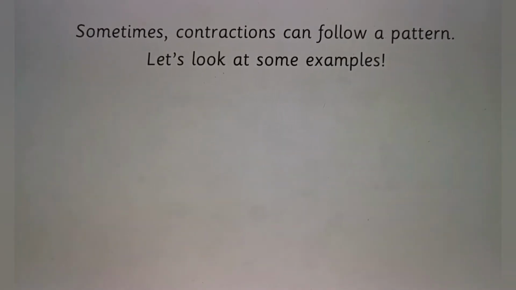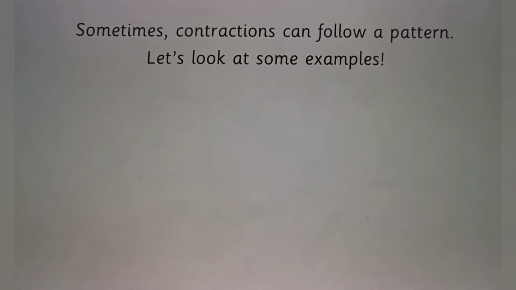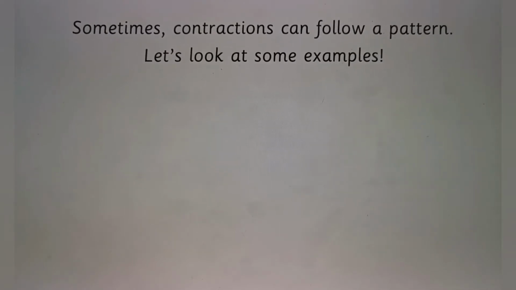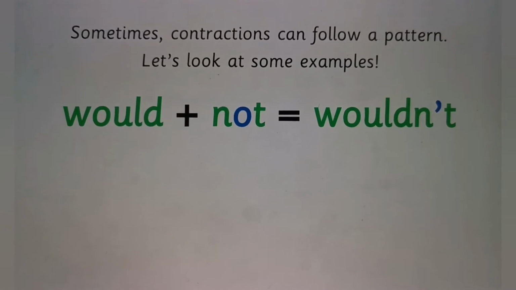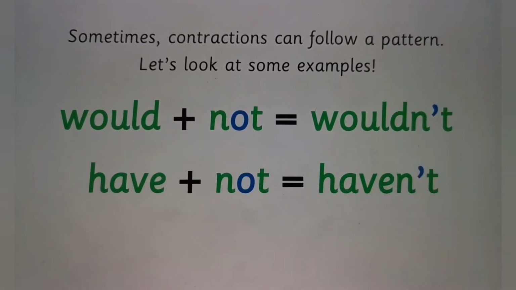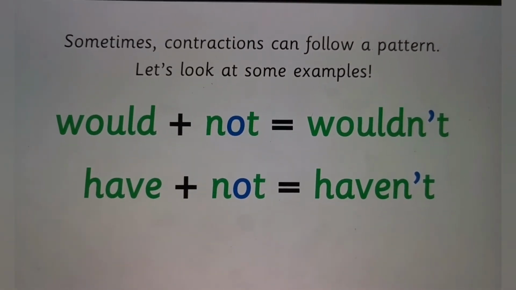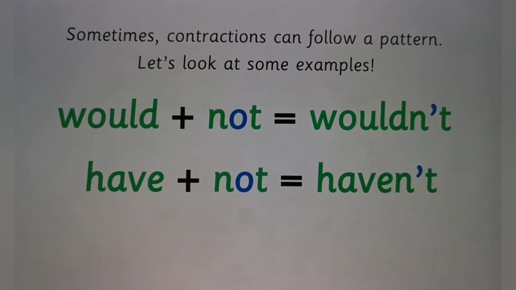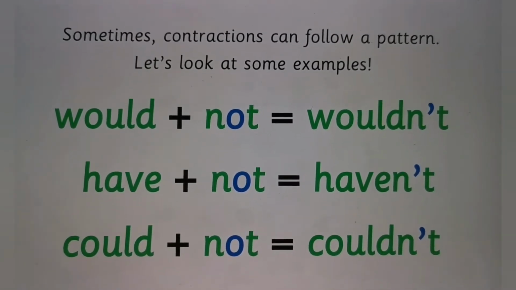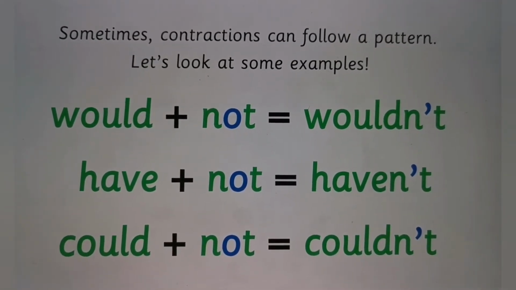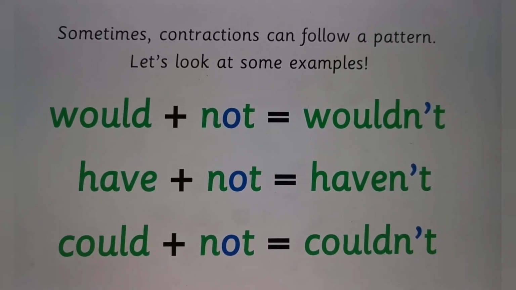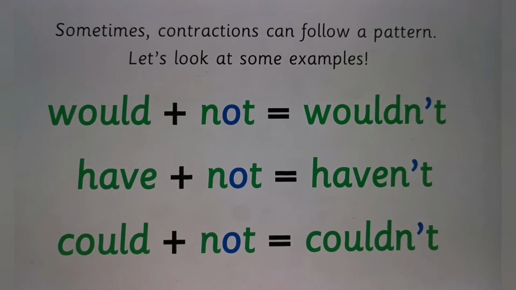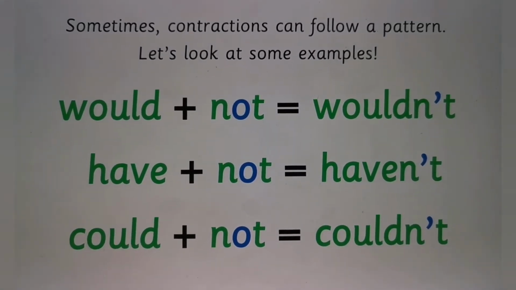Sometimes contractions can follow a bit of a pattern. So let's look at some examples. Would plus not can make wouldn't. Have and not can make haven't. And could plus not can make couldn't. In all of these examples, the O in the word not has been replaced by an apostrophe.